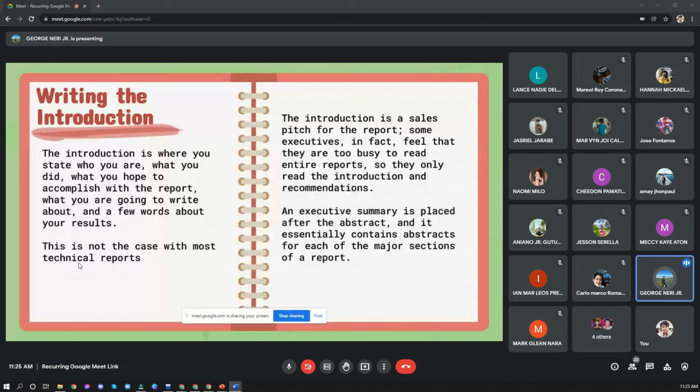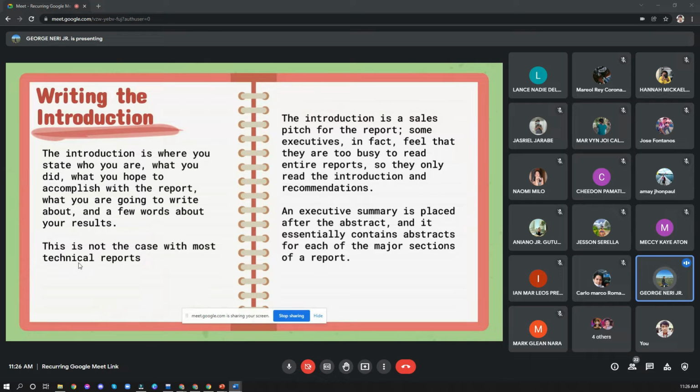So, writing the introduction. The introduction is where you state who you are, what you did, what you hope to accomplish with the report, what you are going to write about, and a few words about your result. This is not the case with most technical reports. The introduction is a sales speech for the report. Some executives, in fact, feel that they are too busy to read entire reports, so they only read the introduction and recommendation.